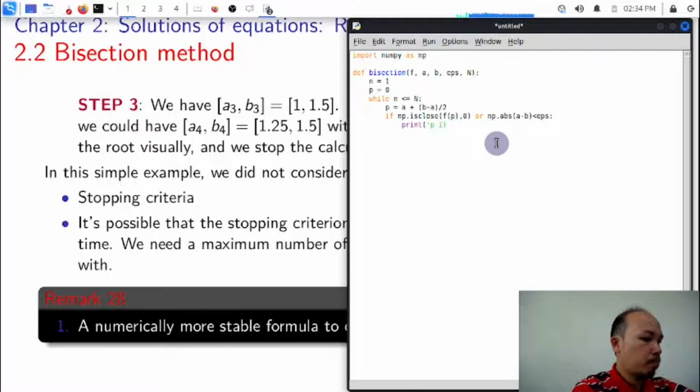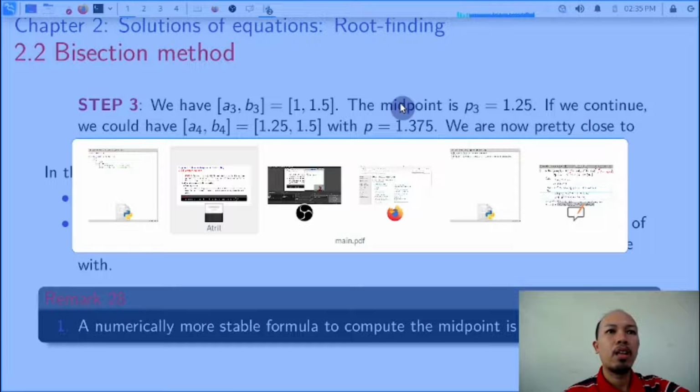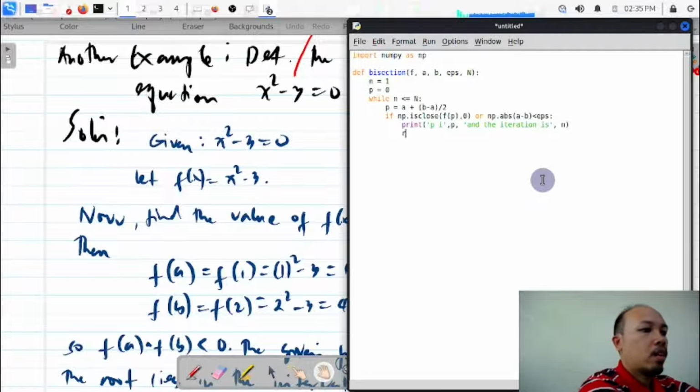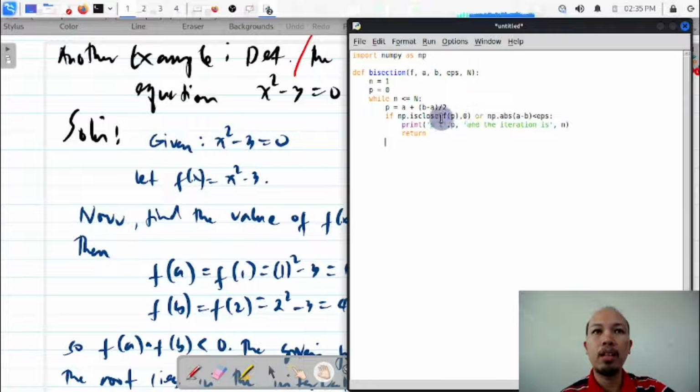Print p is, comma p, and the iteration is n. Okay, the n that we have here. Okay, and then return. So what this is basically doing is that if this is satisfied, so when you know this is or. If these are true, false: true or true is true, false or true is true, false or false is false.